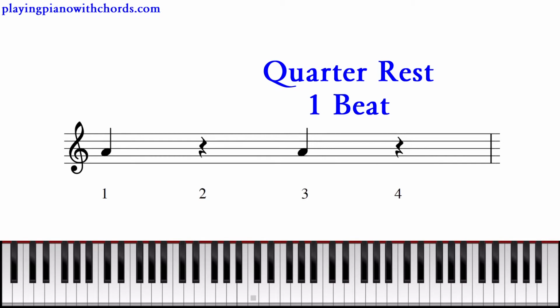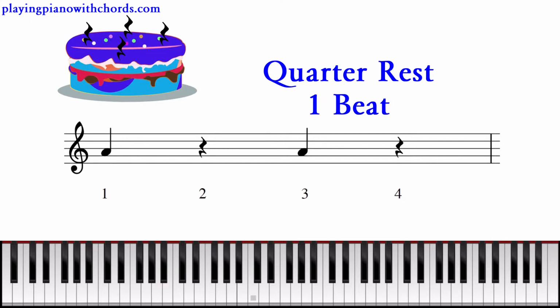Next, there's the quarter rest, which lasts for 1 beat. It has a very unique symbol, and you can memorize it by imagining the cake again, having 4 weird candles upon it. Counting is easy. 1, rest, 3, rest. So it's rests on 2 and 4.